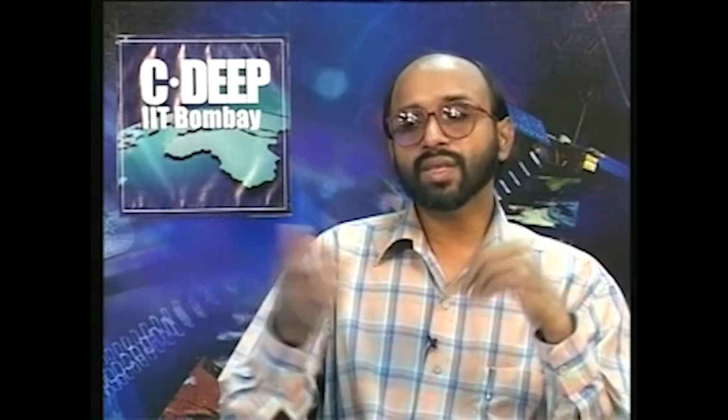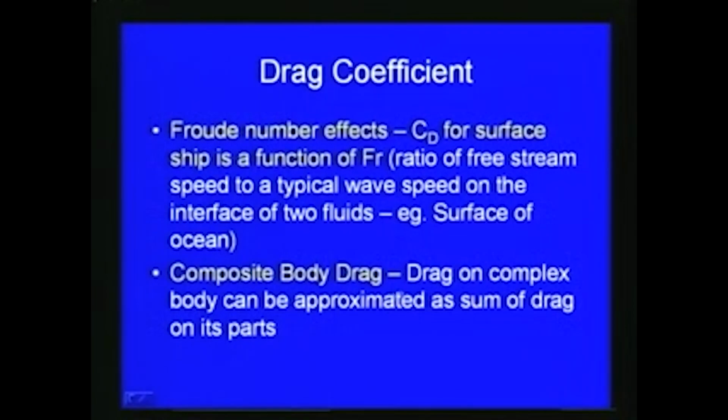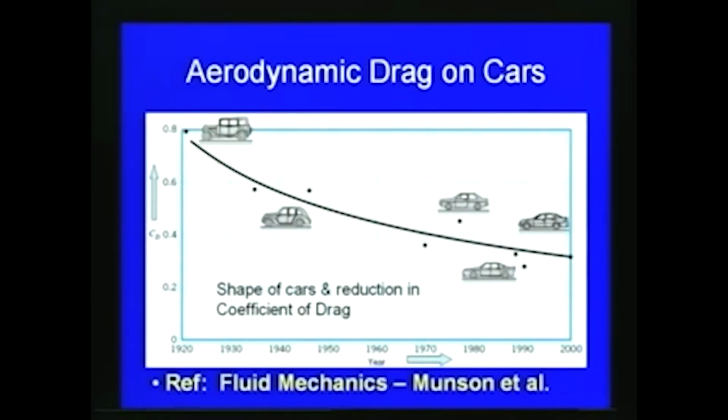And then wherever there is a composite body, that means the body is a complex body where different shapes are included, some part is spherical, some part is plane, like that different shapes are included for the concerned body, that means a composite body. The drag on such a body we can approximate as the sum of the drag on its various parts. So, that way we can find out the drag force or the coefficient of drag with respect to a composite body.